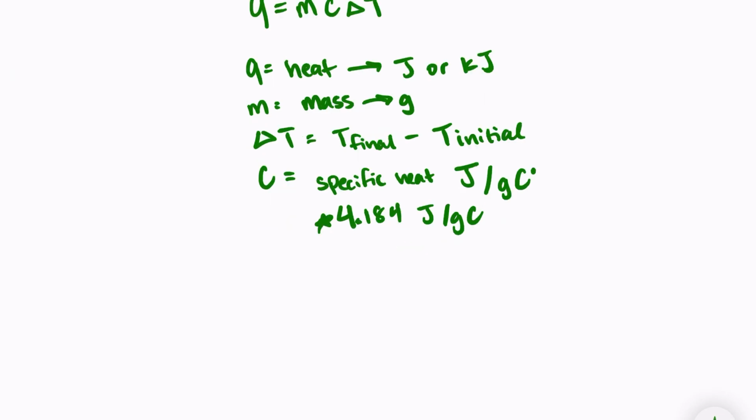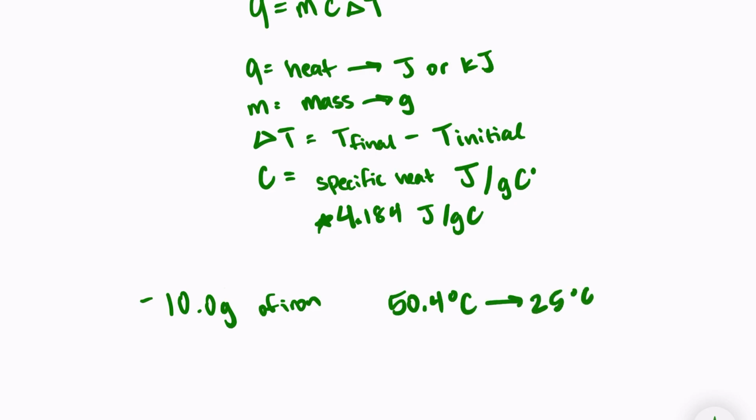And let's practice using this formula. Let's say we want to know how much heat is released when we cooled iron from 50.4 degrees Celsius to 25 degrees Celsius. So let's say we're working with a 10.0 gram sample of iron, and we changed the temperature from 50.4 degrees Celsius to 25 degrees Celsius. We also need to know the specific heat of iron, and we could look that up in a table. The specific heat of iron is 0.449 joules per gram times degrees Celsius.